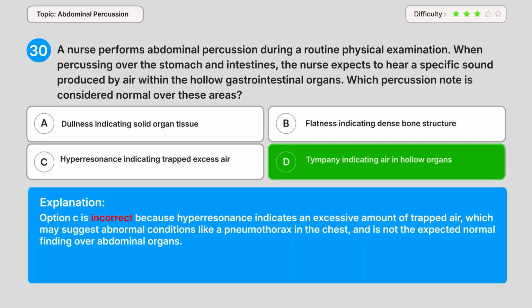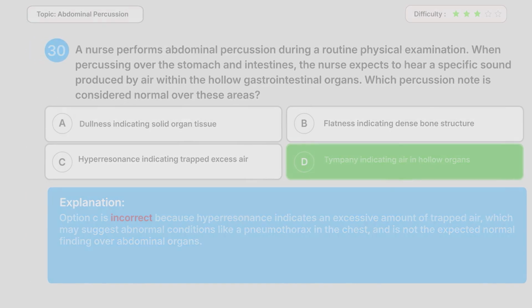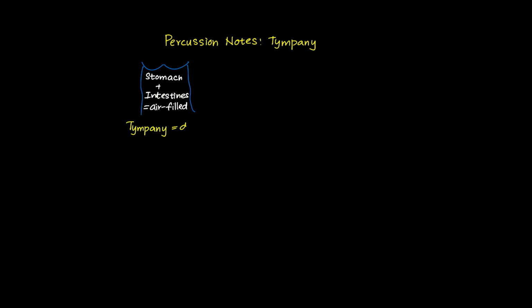Option C is incorrect because hyperresonance indicates an excessive amount of trapped air, which may suggest abnormal conditions like a pneumothorax in the chest, and is not the expected normal finding over abdominal organs. When you percuss over the stomach and intestines, what sound do you expect to hear? Tympany. Tympany is a drum-like hollow sound produced by percussing over air-filled structures. The stomach and intestines normally contain gas, so tympany is the expected finding over most of the abdomen.